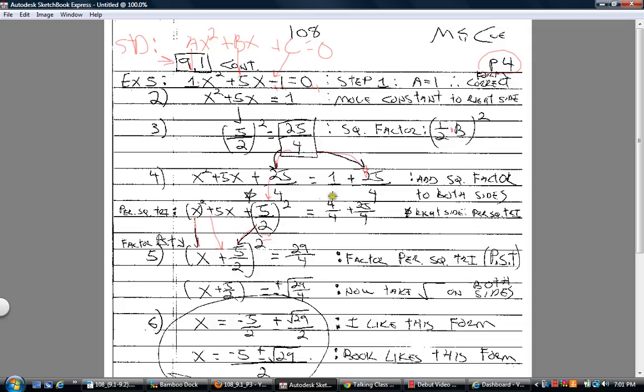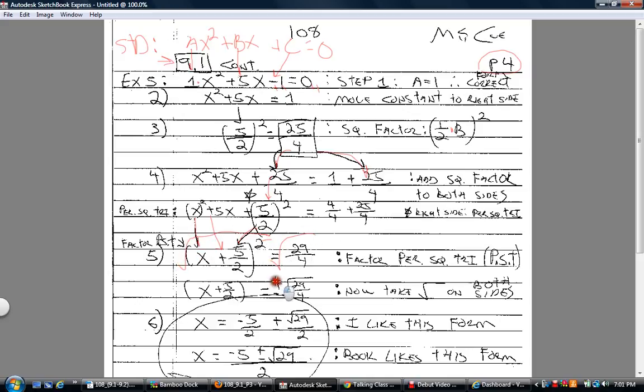Now 1 I converted to 4/4 plus 25/4. Remember, you're adding fractions, got to have the same LCD, least common denominator. 4 plus 25 is 29/4. Finally, step 5, you do have this in factored form. You completed a perfect square trinomial. Now you can go ahead and take the square root on both sides.